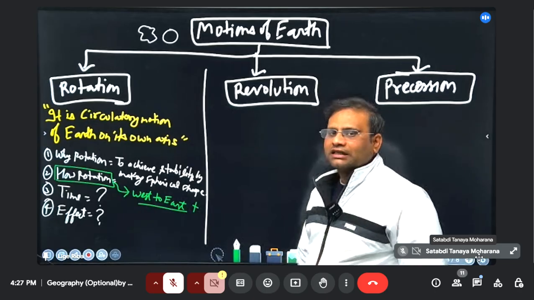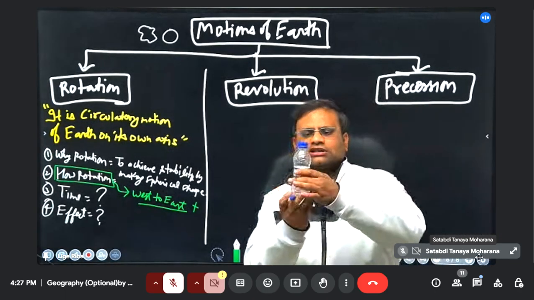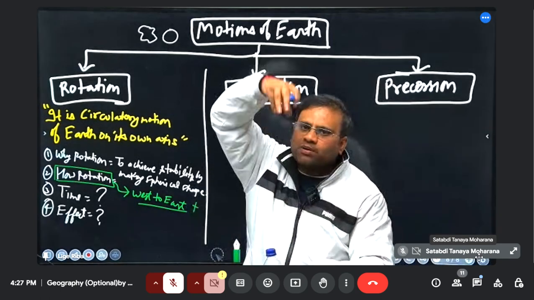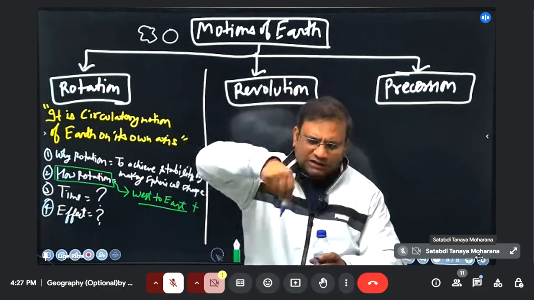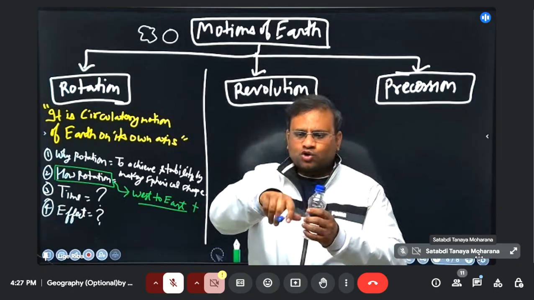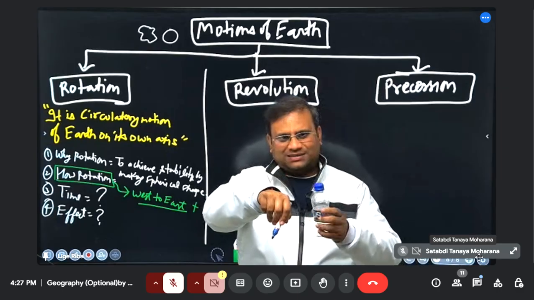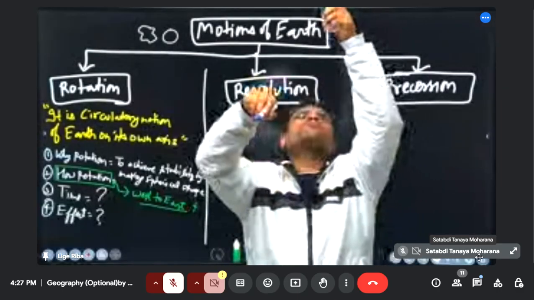But what is the real answer? The real answer is this. This is Earth. As it is moving this way, look at this Earth from top. Look at it from top. It is rotating this way. So put your clock here. Your clock is moving this way, but Earth is moving this way. So anti-clockwise.